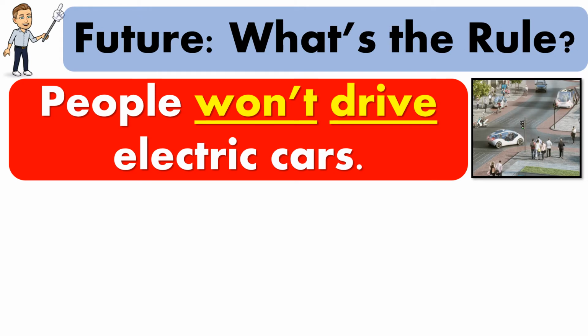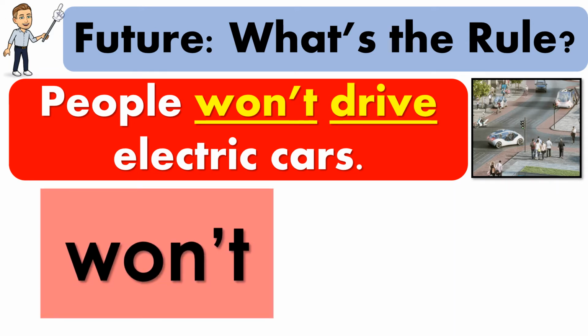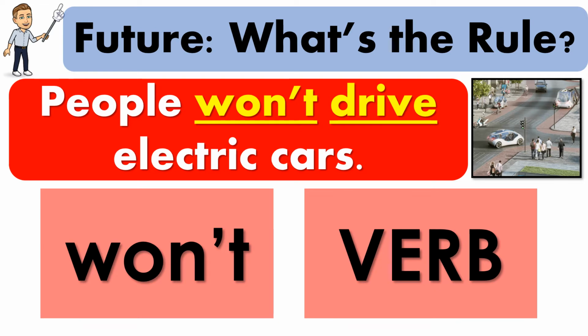If we're creating a no sentence or a negative sentence, people won't drive electric cars. We use won't to show a negative and plus the verb. We don't need to add s or ing or anything to the verb in the negative, just won't and the verb. So people won't drive electric cars. Maybe you think people will ride around on bicycles.